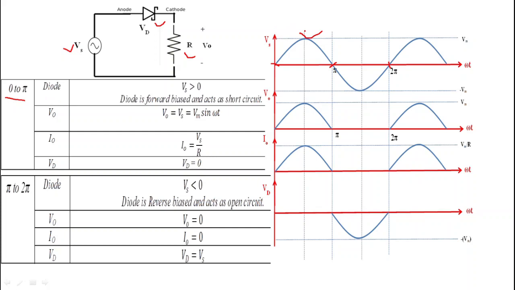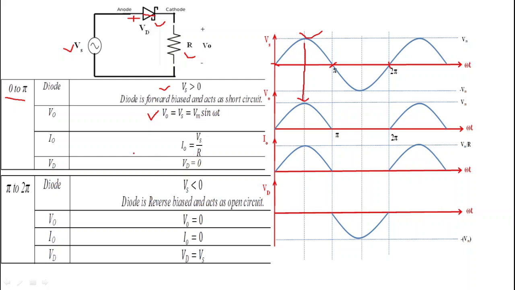From 0 to pi, this positive half cycle of the sinusoidal waveform is applied to this diode. So when positive polarity is applied to the anode, this diode gets forward biased and acts as a short circuit. So when this diode is short circuited, then what happens? This supply voltage Vs will appear across the load, and we get V0 equal to Vs. So we see that this positive cycle appears across the load from 0 to pi.